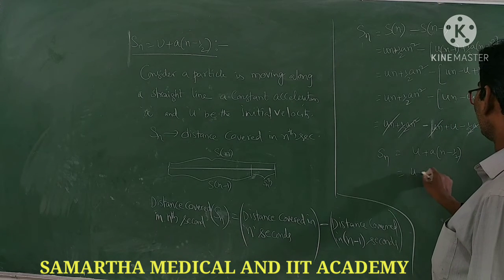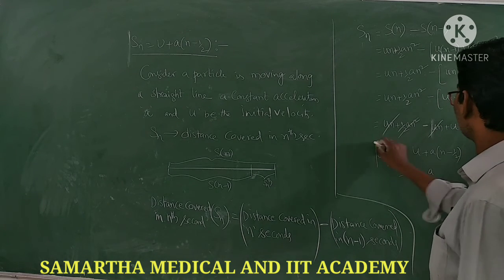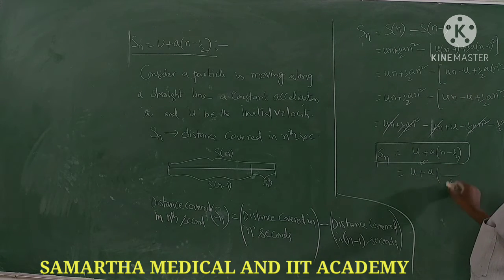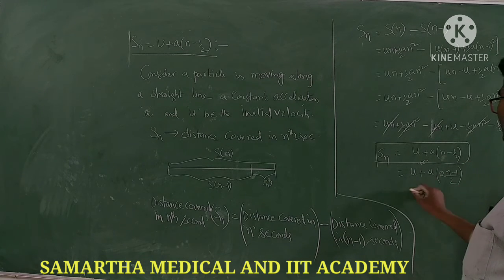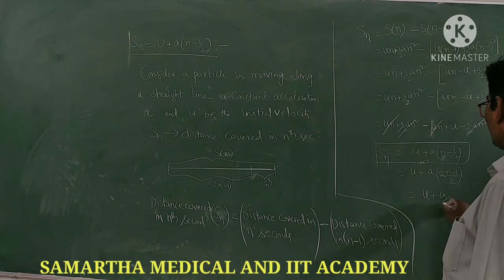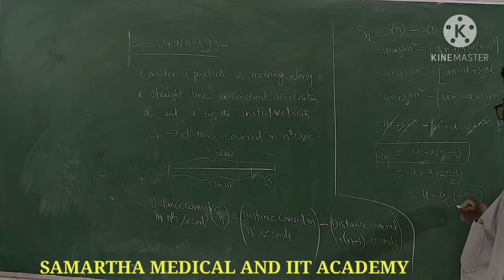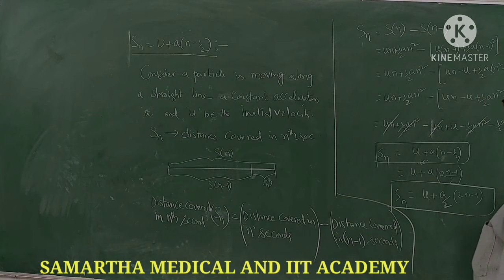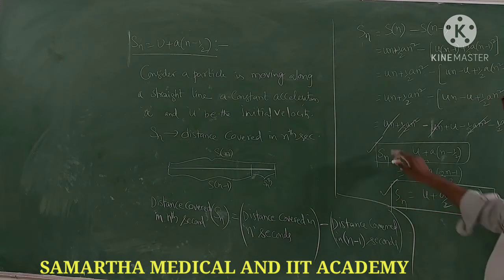Okay. So u plus a into n minus half, you can leave it like this, or you can take the LCM, which is 2. So what is this? 2n minus 1. So you can also write u plus a by 2 into 2n minus 1. So that is the distance covered in nth second. Either this or this, any one formula you can remember for solving.